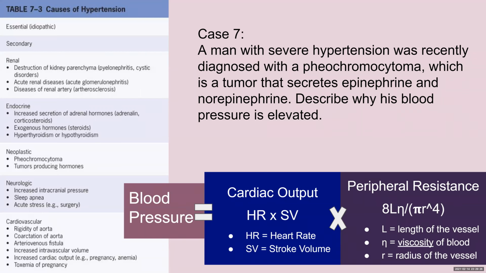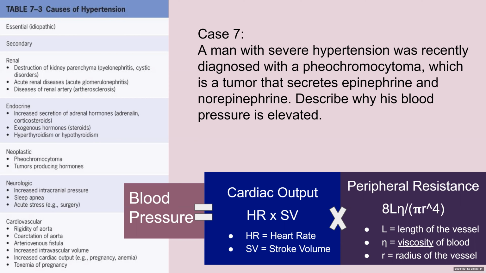So let's go through this case. A man with severe hypertension, so severe high blood pressure, was recently diagnosed with a pheochromocytoma, which is a tumor that secretes epinephrine and norepinephrine. And so remember, these are the hormones and neurotransmitters if we're working in the nervous system, but hormones that are secreted whenever your sympathetic nervous system is activated, right? So basically, he has a tumor that mimics his sympathetic nervous system, that fight or flight response. So describe why his blood pressure is elevated.